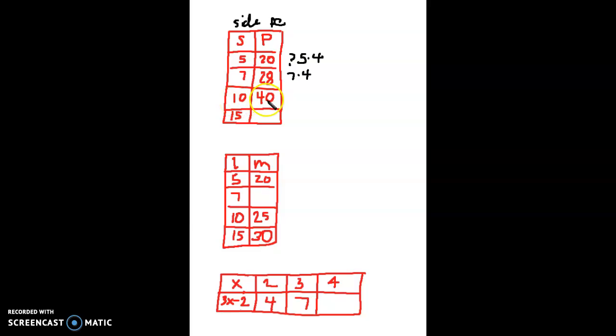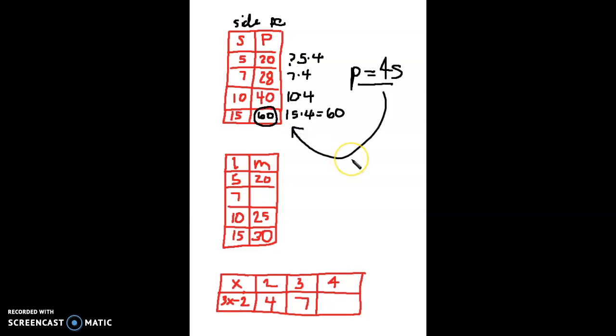We have 10 sides and the perimeter is 40. Does 10 times 4 give me a perimeter of 40? It does. So we can deduce that the rule for this unknown perimeter is 15 times 4. 15 times 4 is 60, so we would put 60 in the box. The relationship between sides and perimeter is that perimeter is equal to 4 times the side. This is the function that defines this table.